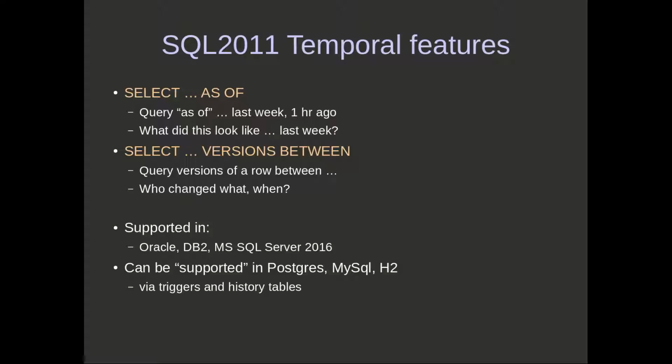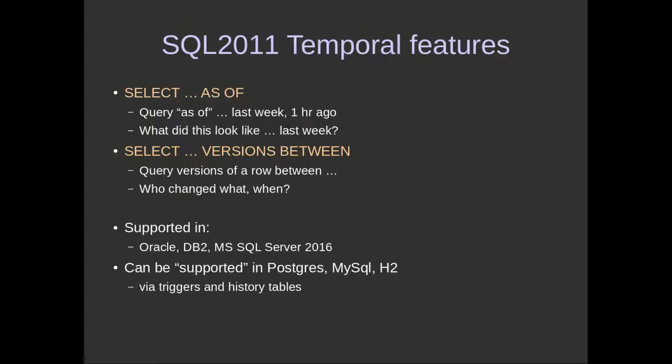So SQL 2011 has some temporal features in it, and the two that we're really looking at are those select as of queries and select versions between queries. The as of gives us the ability to do a query as of, say, last week or an hour ago, sometime in the past. Effectively, we're looking to answer the question, what did this, say, row or object graph look like last week? And then the second query there, the versions between, gives us sort of a who changed what when. So we're looking at a particular record, like for example, customer 42, and what changes happened to customer 42 over time.